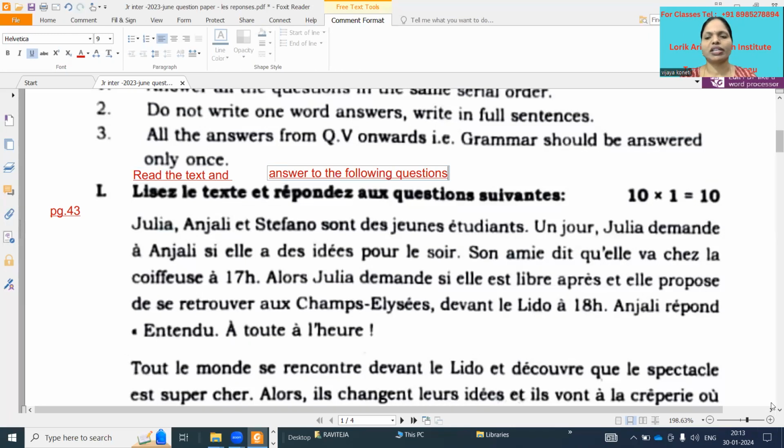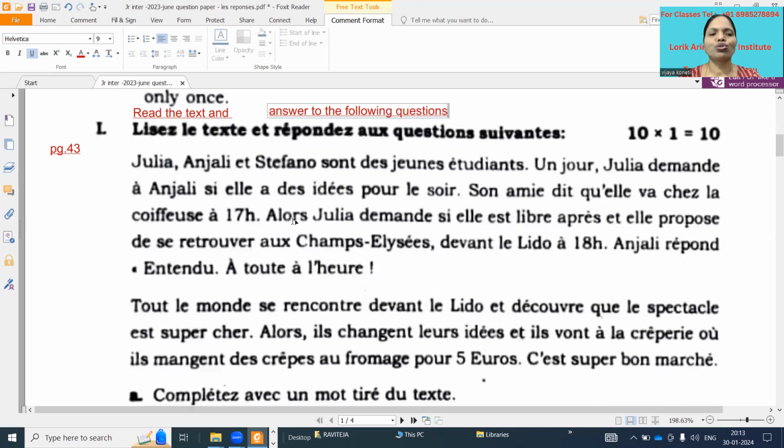First one, I am reading the comprehension paragraph. "Julia, Anjali et Stefano sont des étudiants. Un jour, Julia demande à Anjali si elle a des idées pour le soir. Son amie dit qu'elle va chez la coiffeuse à 17 heures." See, Julia and Anjali are names only. And Stefano, they are young students.